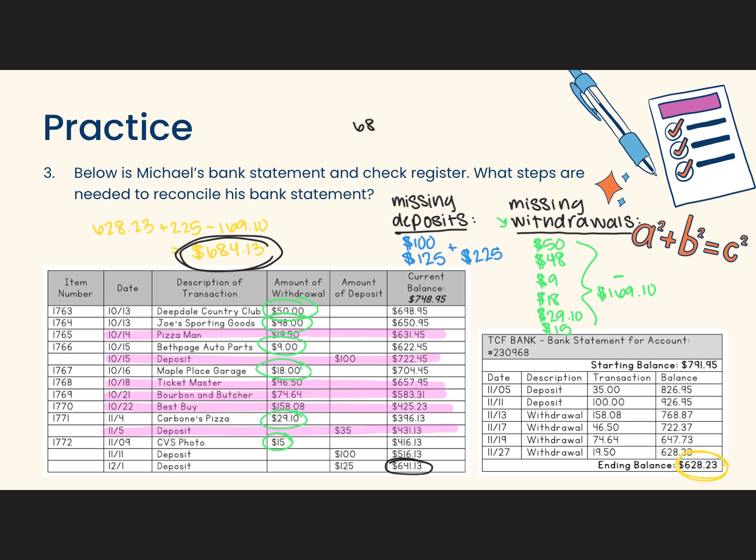So you're going to do 684.13, and we're going to subtract our 641.13 and figure out how much is missing, which is going to give us a total of $43 that are missing. So he should probably go back through his bank statement again. Maybe we missed something, or maybe he needs to call because sometimes your card can get stolen or something like that. So he's going to have to figure out where is that $43 that he has or should have, right?